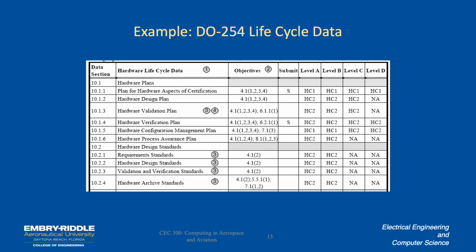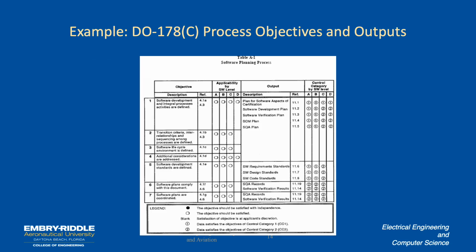So again, there are going to be these different levels of what's allowed to change, who can change it, and what kind of authority you have to change it, based on where you are in the system. Here's an example from DO-178C. This may actually be from B, when I think about it. If we look at item 5 under the software planning process, software development standards are defined. That's the objective here. It's required, it should be satisfied, it's an open circle there, by each of levels A, B, and C, but you don't have to have that for level D.